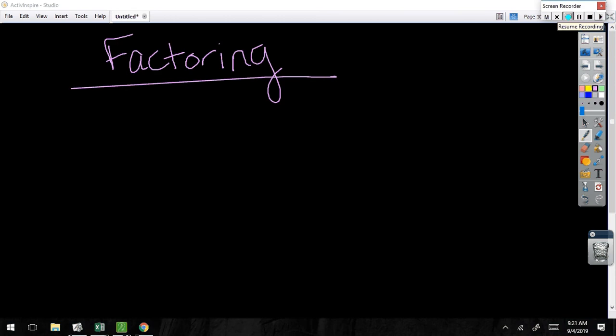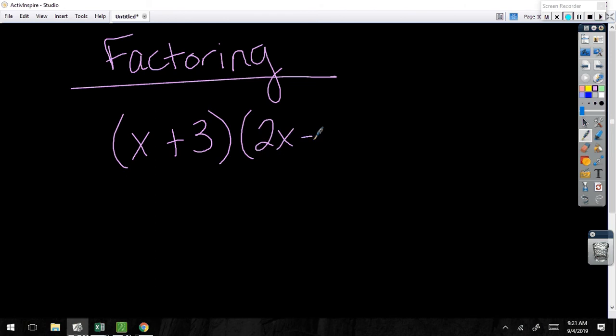All right, factoring. Here's what factoring is. Let's say I have these two binomials because each of them has two pieces. If I expanded that out, by what method do you use to multiply those two out? Foil. Look at you, Hampton.